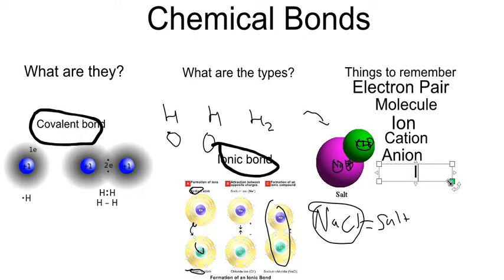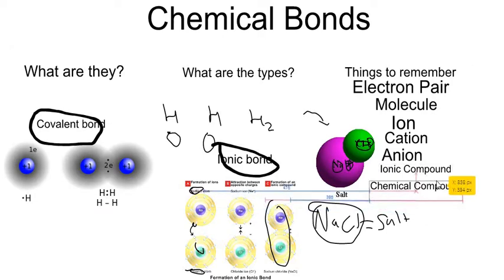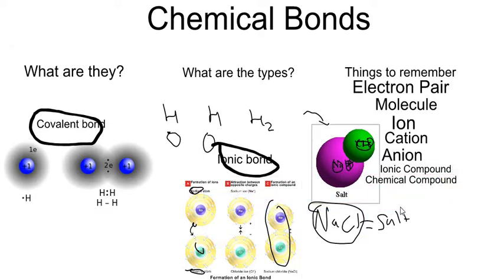Let's write that. Ion. Let's write one more. Chemical compound. Okay, those are the two main types of bonds, or molecules made by bonds.